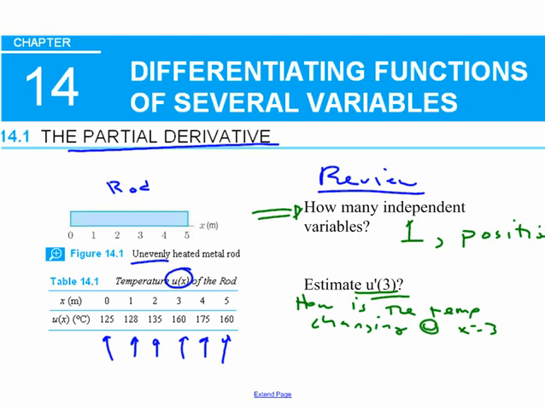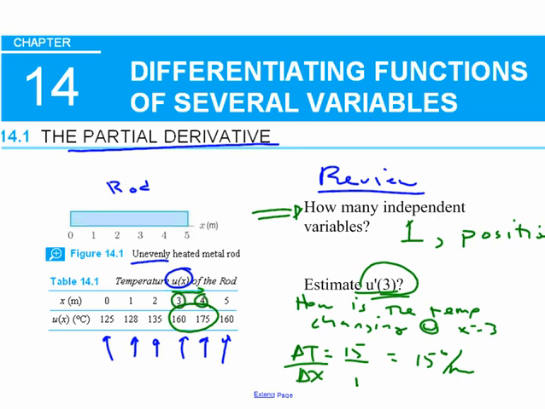So as we go from 3 to 4, our temperature is going up by 15. So if we wanted to estimate this derivative, we would say that we've got a change of 15 over 1. So 15 degrees per meter. That would be my estimation for the derivative. And of course, it's not completely accurate because we're looking at points 3 and 4, and those points aren't infinitely close to one another. But this is just to get us thinking about derivatives.